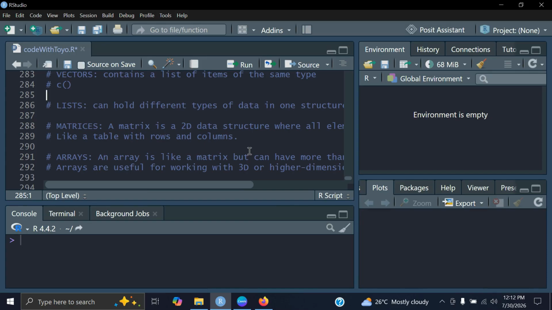So either a matrix of numbers, or a matrix of strings, or a matrix of booleans, you just have the same type in the matrix.